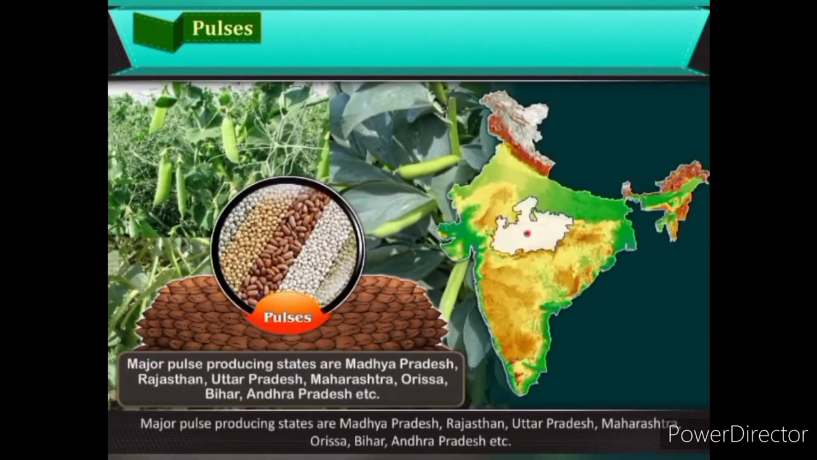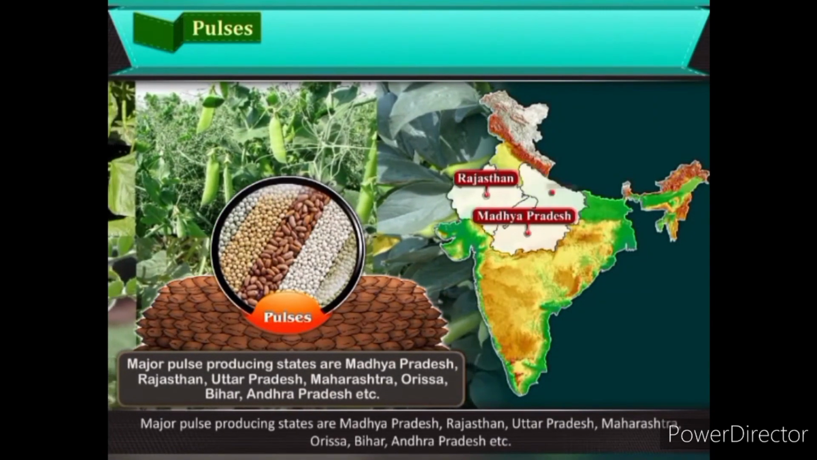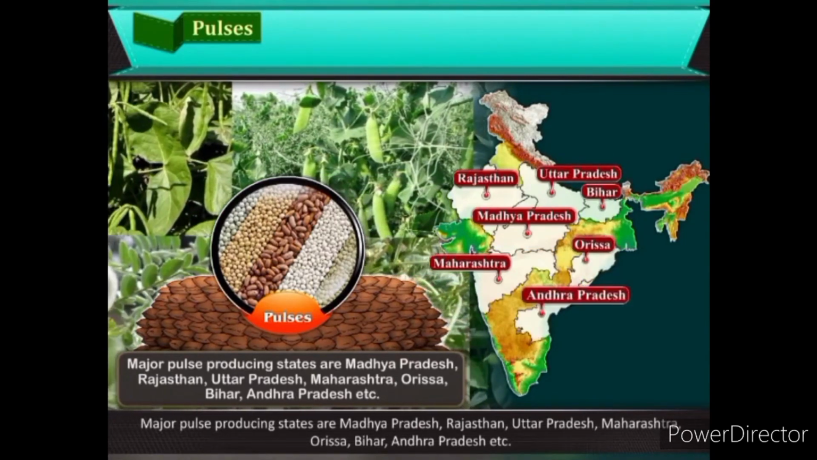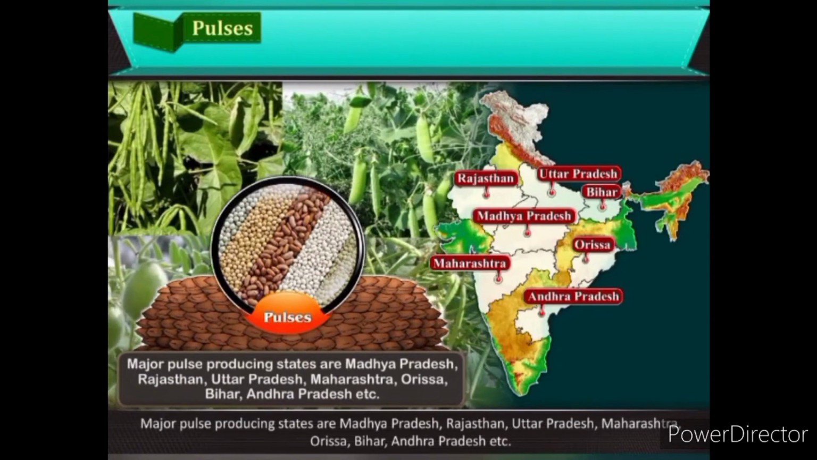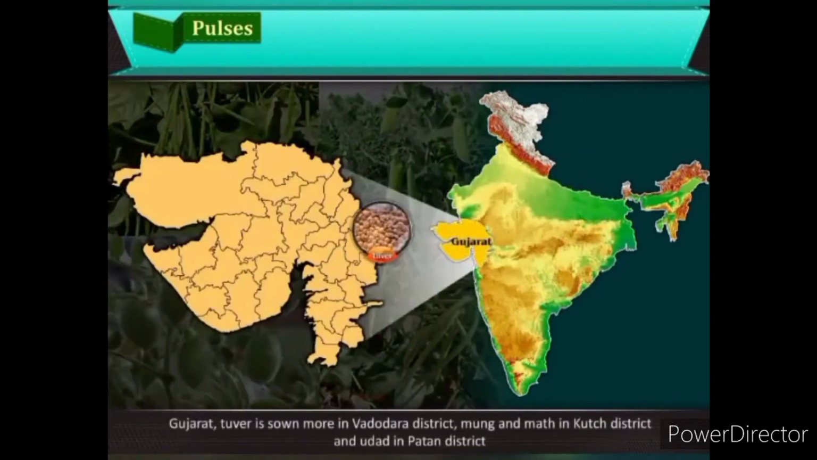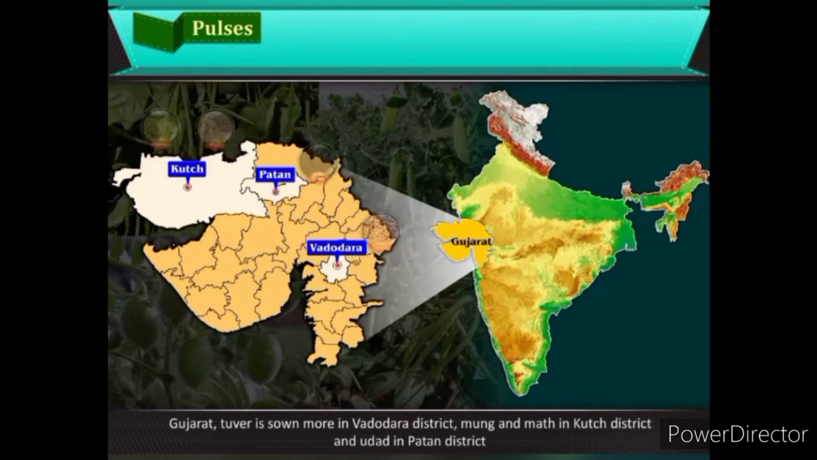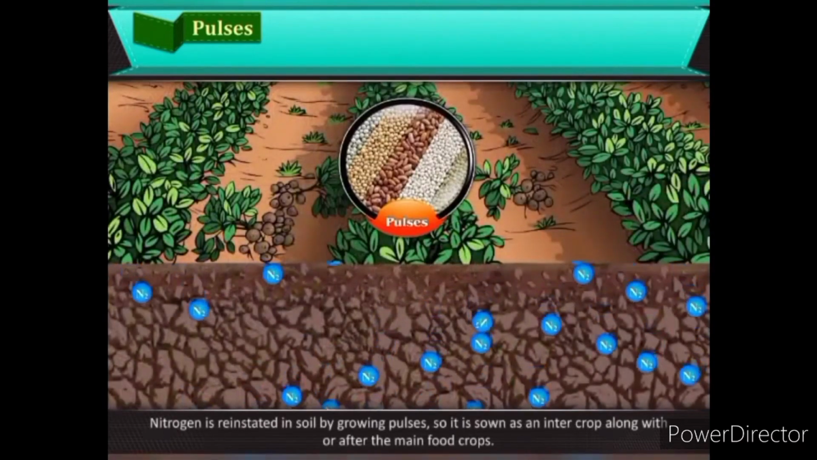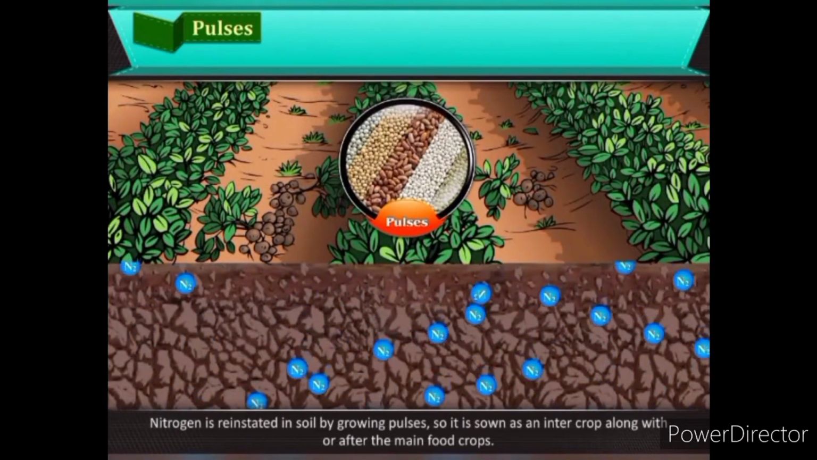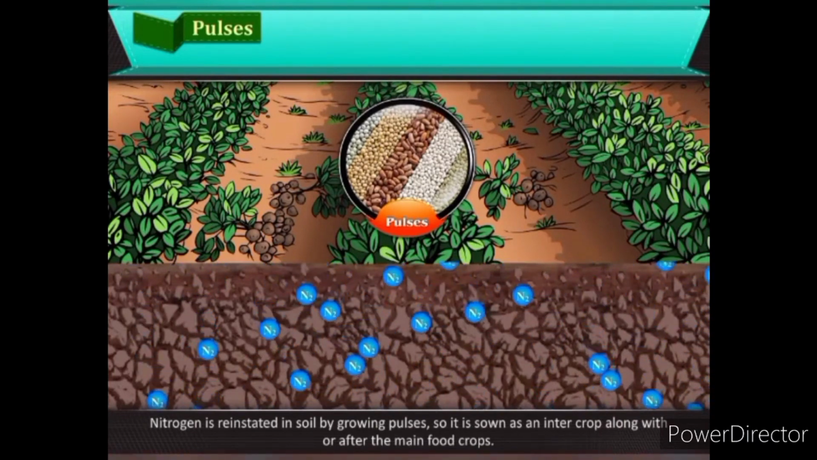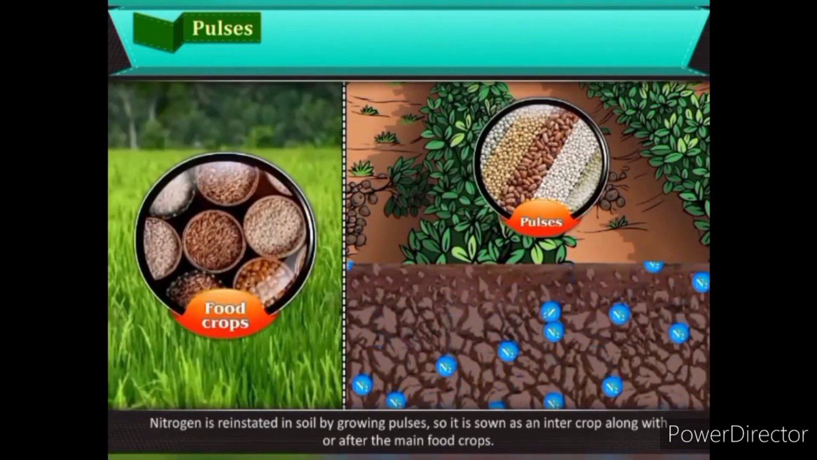Major pulse producing states are Madhya Pradesh, Rajasthan, Uttar Pradesh, Maharashtra, Orissa, Bihar, Andhra Pradesh, etc. In Gujarat, tuvar is sown more in Vadodara district, moong and mut in Kutch district, and udad in Patan district. Nitrogen is reinstated in soil by growing pulses. So, it is sown as an intercrop along with or after the main food crops.